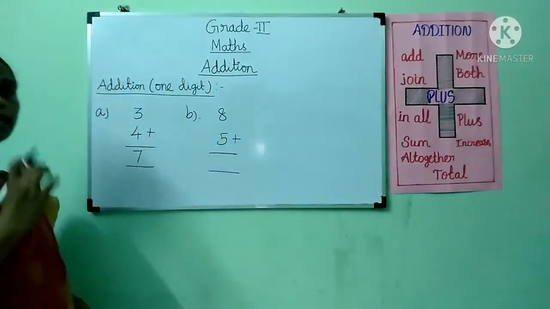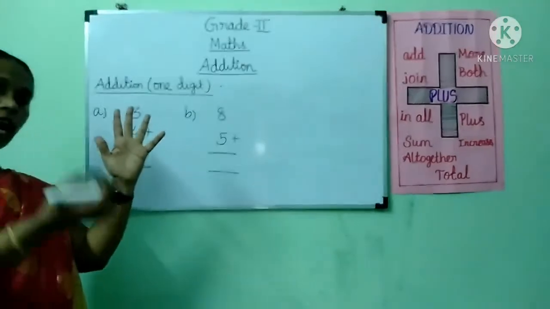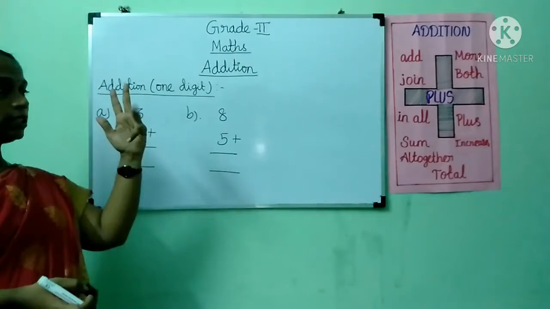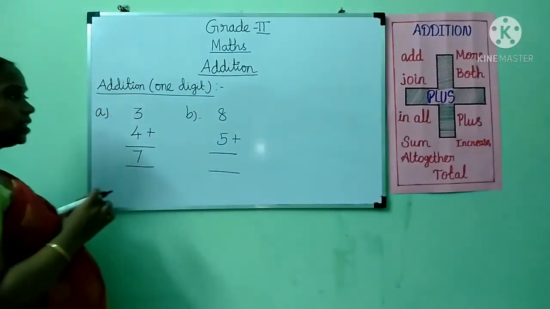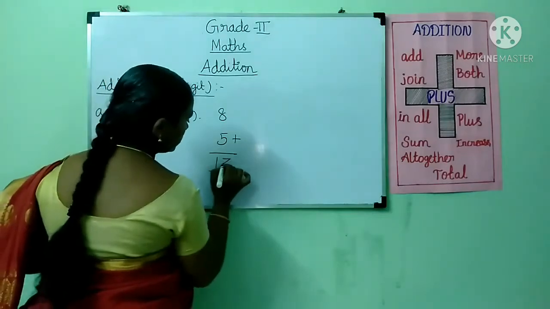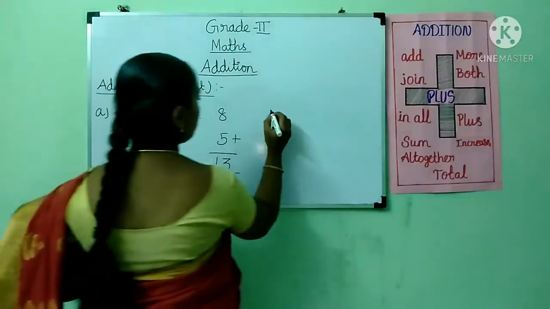The next sum. Next 8 plus 5. 8 in the mind, 5 in the finger. 8 after 9, 10, 11, 12, 13. So what will come? 13. 1, 3, 13. Are you clear, children? The next sum.